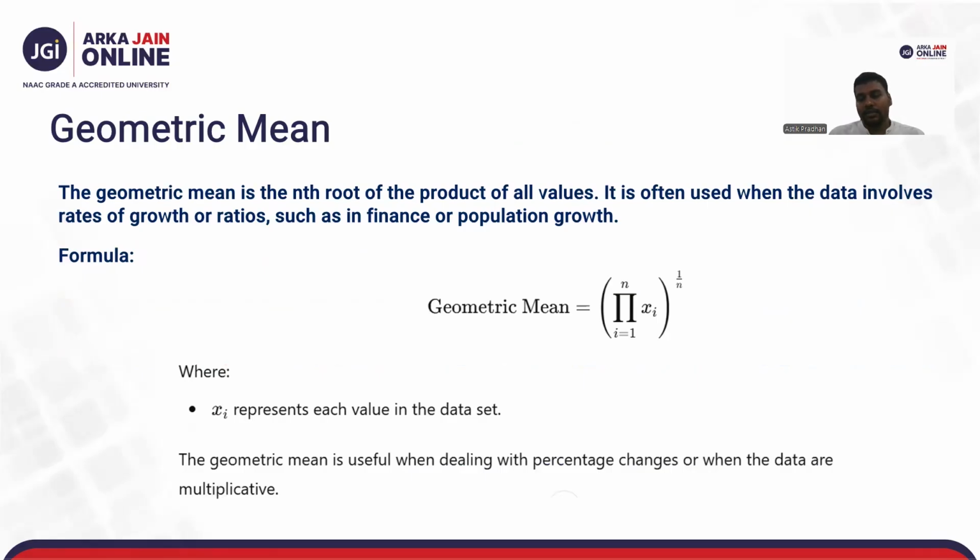It is the product, Pi, with i starting from 1 to n, of xi, raised to the power of 1 by n. Xi represents each value in the data set. The geometric mean is useful when you are dealing with percentage changes, or when the data are multiplicative in nature.